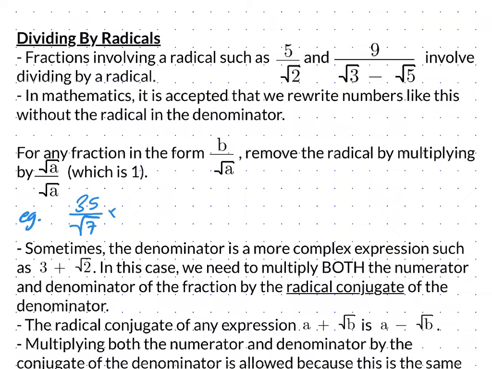So in this case, your a is root 7, so we're going to times the numerator and the denominator by root 7 on root 7, which is allowed because root 7 on root 7 is 1. So you're going to have 35 root 7 on root 7 times root 7, which is 7. 35 divided by 7 is actually 5. So your answer is 5 root 7.